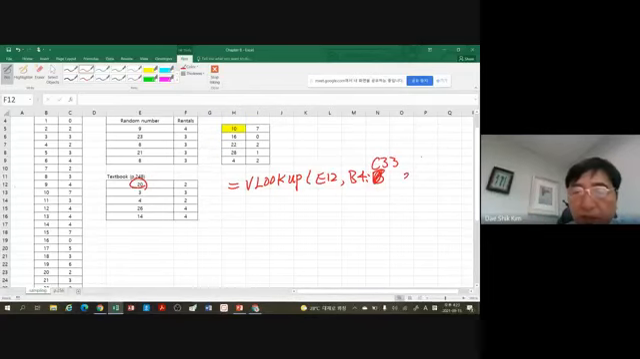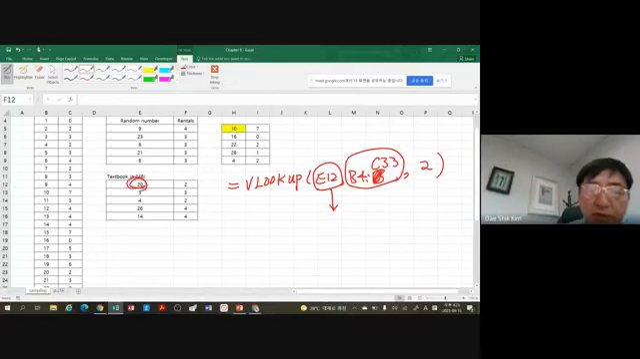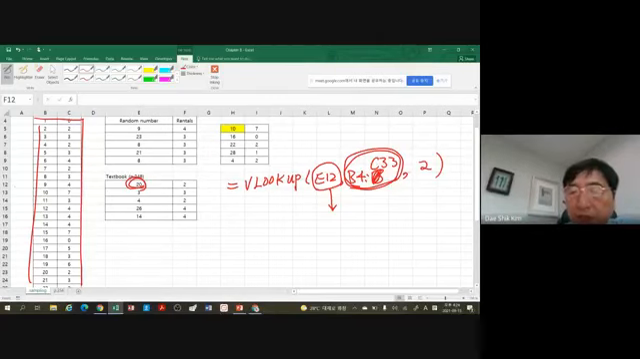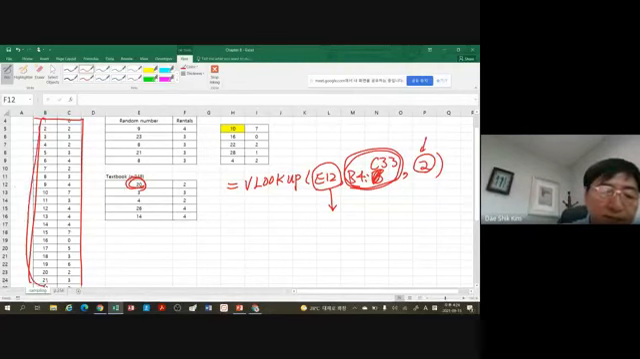C33, comma 1, 2. So I will explain. This value E12 will be compared to this table, B4 to C33, all these numbers. And then if anything matches, the second column, it means this is the first column, the C column is the second column.